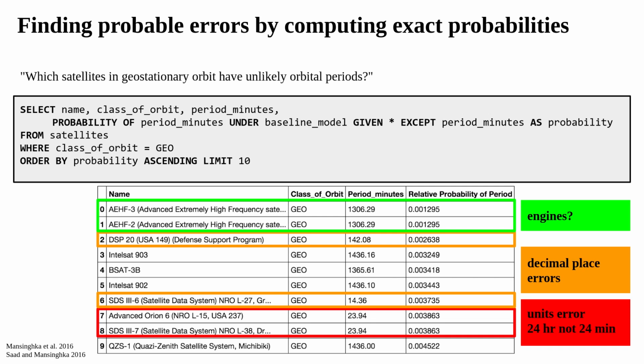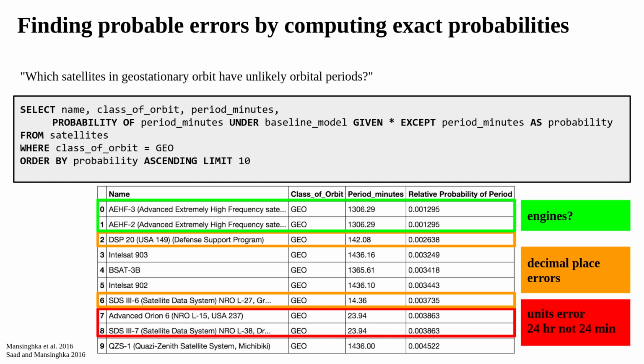Users can also automatically compute exact probabilities and mutual information values, for example, to find probable errors in their data. To answer the question, which satellites in geostationary orbit have unlikely orbital periods, users write a simple query in InferenceQL. To interpret the results, we note that satellites with geostationary orbits should be recorded with exactly 24 hours worth of period minutes, describing their orbital period. That is 1,440 period minutes for each satellite with such an orbit.